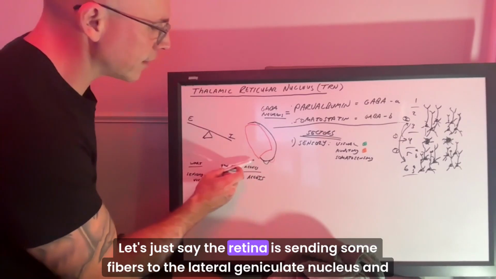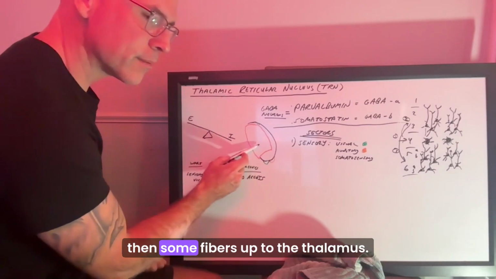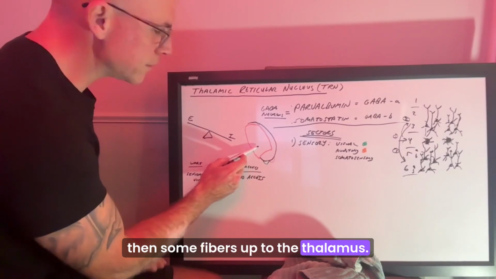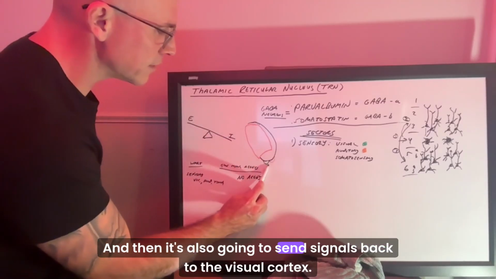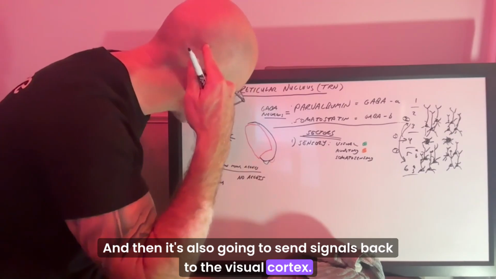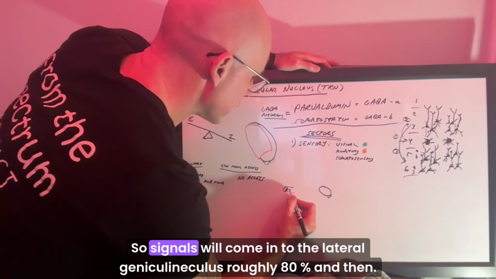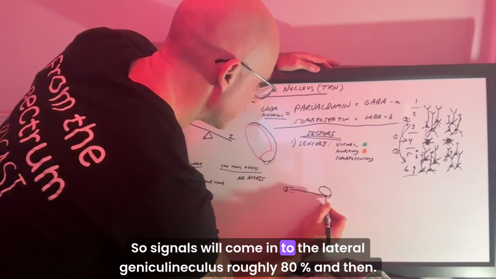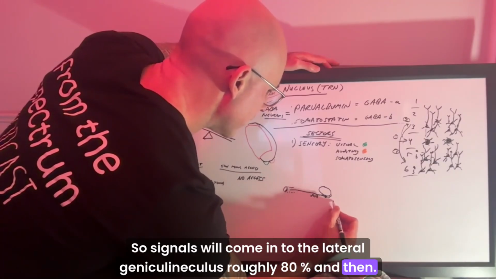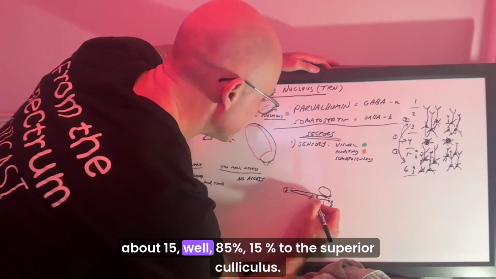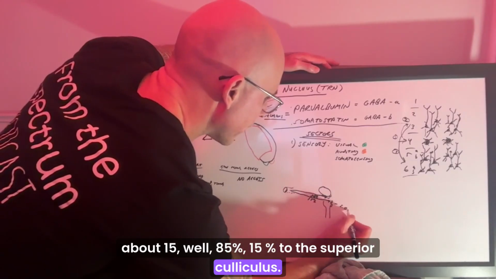Let's just say the retina is sending some fibers to the lateral geniculate nucleus and then some fibers up to the thalamus. It's going to be regulated by the thalamic reticular nucleus. And then it's also going to send signals back to the visual cortex. So if we want to draw that out real fast, we have the retina. So signals will come in to the lateral geniculate nucleus, roughly 85%, and then about 15% to the superior colliculus.